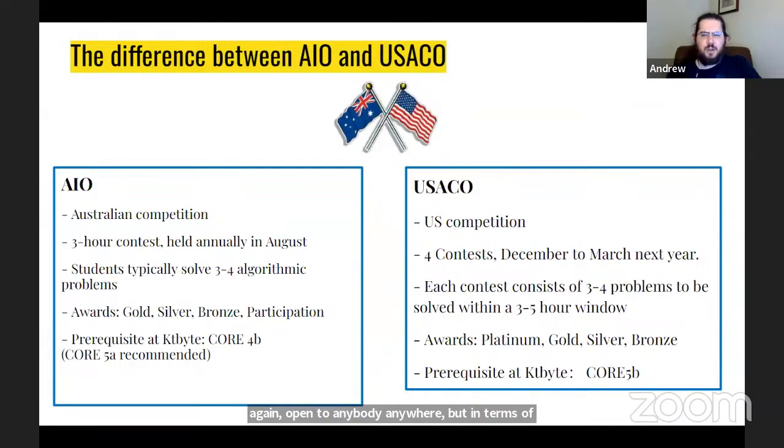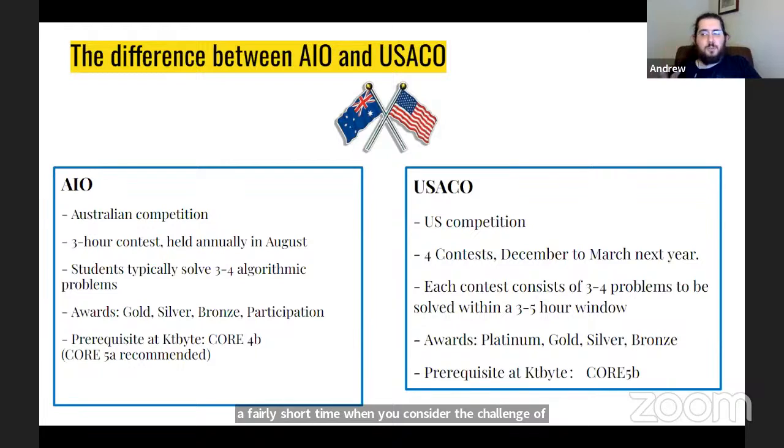The AIO is 3 hours. It's only once per year in August. The USACO is technically 3 to 5 hours, but it's basically 4 hours at a time, but basically a similar experience. The exact number of hours is different, but it feels like a long time to be sitting down and doing programming, I suppose. But really, it's a fairly short time when you consider the challenge of the problem. So even though the hour length is slightly different, it's pretty similar.